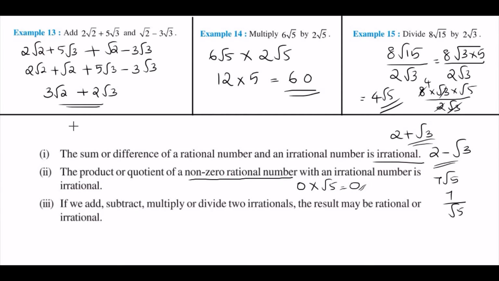So what we learned is, when you do the basic operations between two rational numbers, you will always get a rational number. That is addition, subtraction, multiplication and division. In a similar way, when you do the basic operations between two irrational numbers, the result may be rational or irrational. Whereas in the case of rational and irrational numbers, when you do the basic operations, and one more thing, when you do the product or quotient, the rational number should be non-zero. That is, you should not take 0. Then the answer will always be irrational.